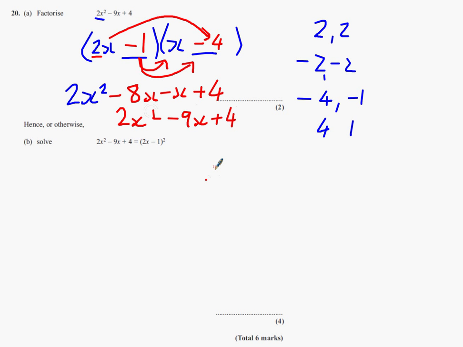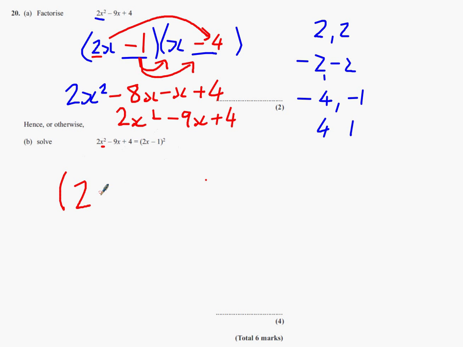Okay. Down here then, it's asked us to solve that, so we need to find two values. You know that it's going to be two values when you see that it's a quadratic. Okay. 2x squared minus 9x plus 4. I've seen that somewhere before. Oh yeah, just here. Okay, so they must have given us that for a reason.